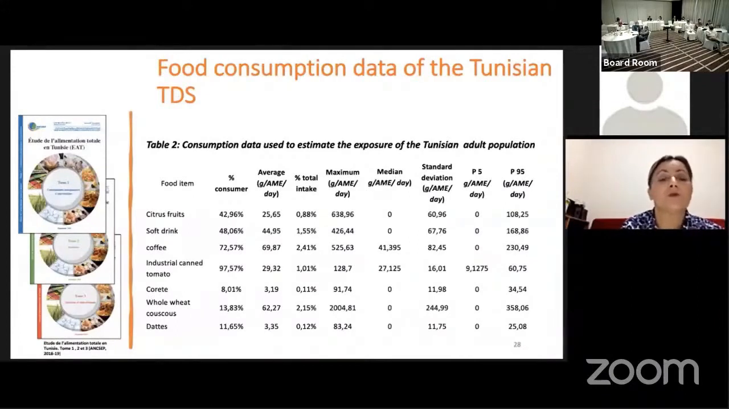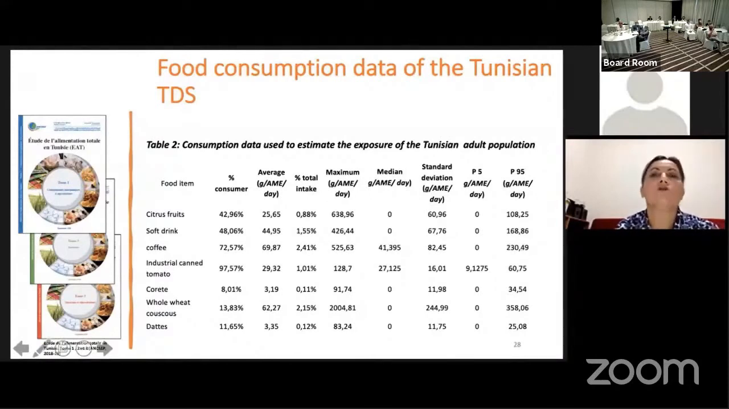So with this subsample of 412, we have a distribution, and for each food item, we have the percentage of consumers, the average consumption, and the total intake consumption. We can have the maximum, median, standard deviation, the 5th percentile, and the 95th percentile that were used in the estimate of the Tunisian adult exposure.